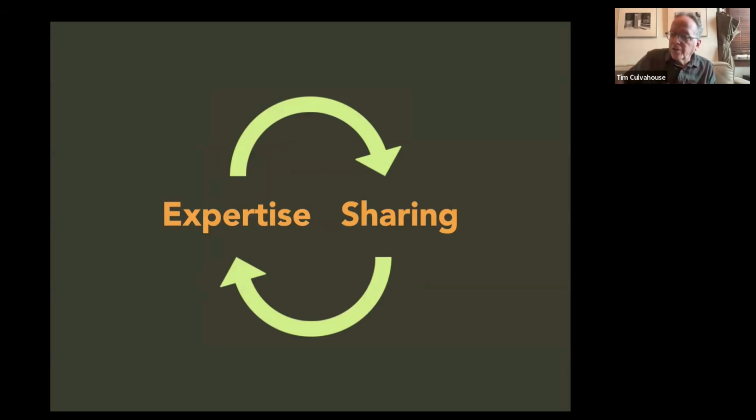Sharing your expertise increases your expertise, because the best way to master something is to teach it. And cyclically, as your expertise grows, so will the opportunities to share it, because people will ask you to. They'll ask you to give a talk. They'll invite you to write something or to join a commission. And they'll probably ask you to design some more buildings.